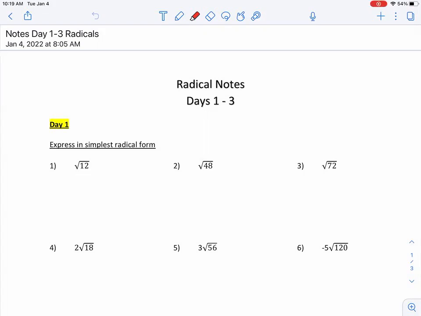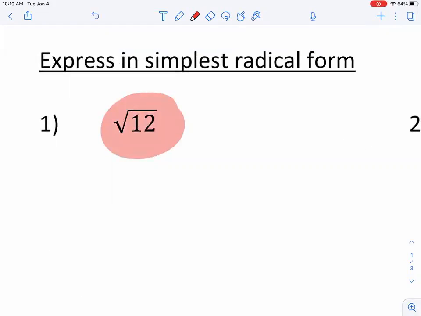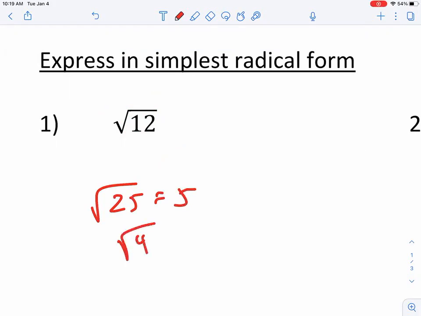So in doing these radicals, the idea is that the square root of 12 is not what we call a perfect square. That list on the board, those things that you just rattled off, are all perfect squares. 25 is a perfect square, because the square root of 25 is 5, right? The square root of 49 is 7, so 49 is a perfect square. But 12 is not a perfect square.